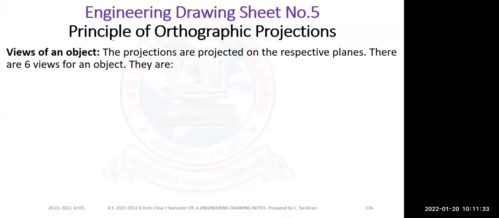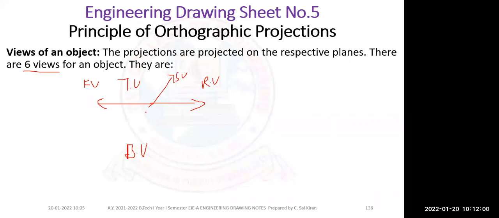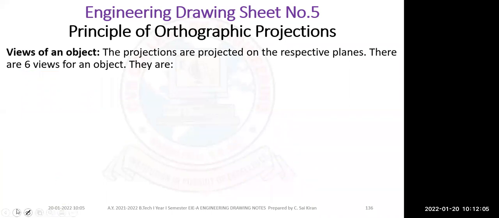Okay. So if I want to project an object, I can project upon 6 views, such as top view, bottom view, next front view, rear view, next side view, right hand side view, and left hand side view. Okay, so like this I can see the object in a total of 6 views.